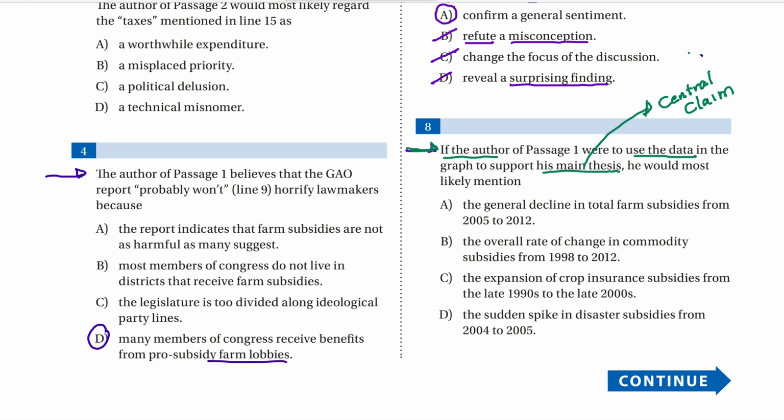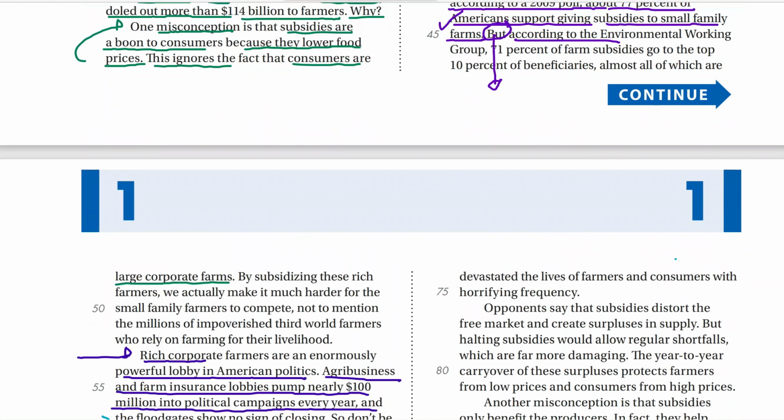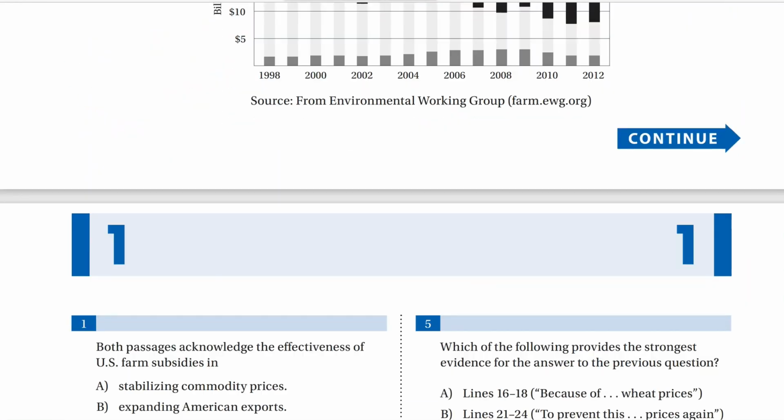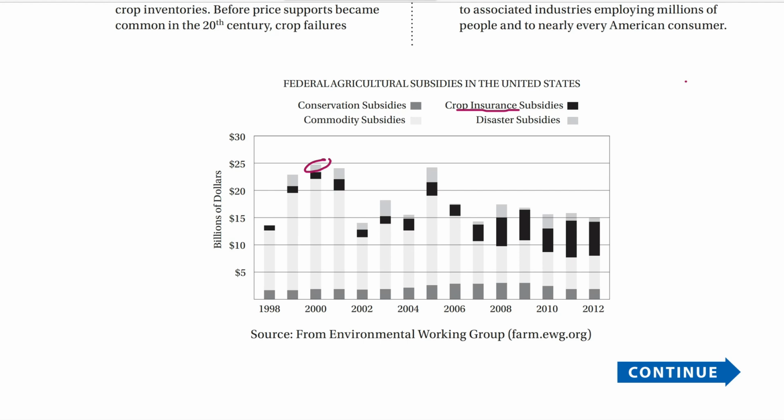Come with me, guys, where are we going? To the graph. Of course, we know the main idea of passage number 1. But we need to know, if the author were to use the data in the graph to support his main thesis, he would most likely mention what? As you can see, I don't know whether it's clear or not, but here we have conservation subsidies, this one, and here crop insurance subsidies, the black one, and disaster subsidies. This is the disaster one.